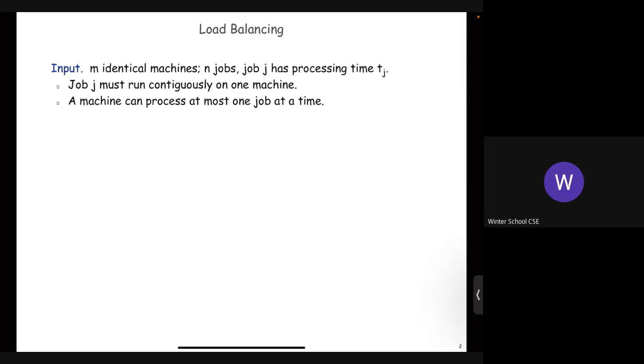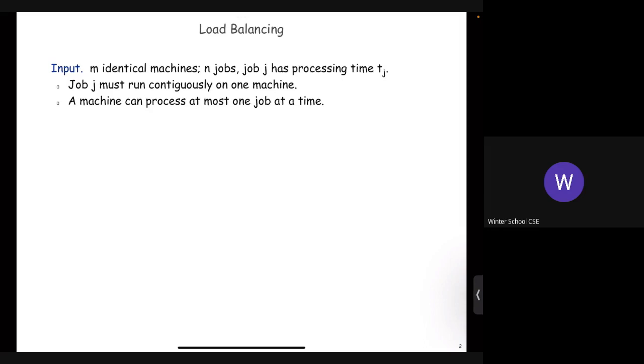And what is the constraint? You don't want any one machine to work a lot and another machine to work a little less, right? So you want to assign jobs to the machines in a way that the amount of time any machine takes is as small as possible.